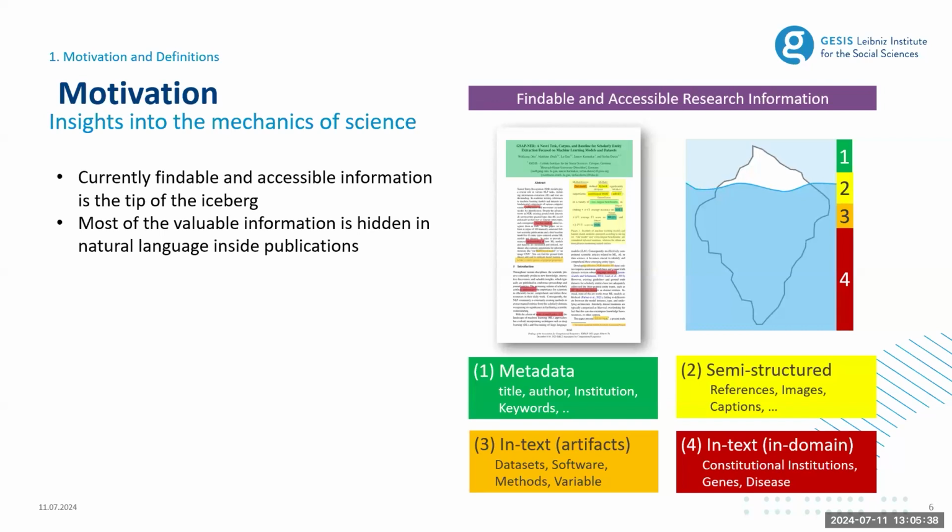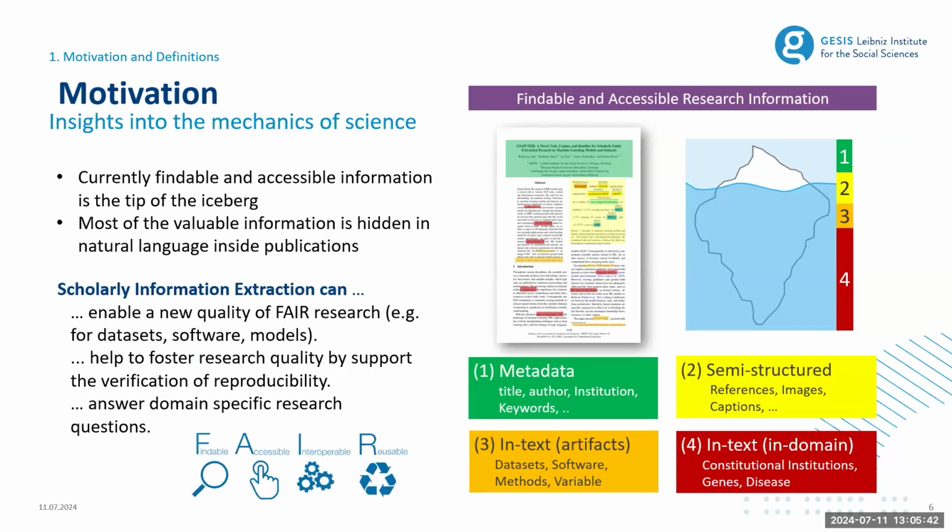But what can we do? Why should we extract this information automatically? We can enable a new quality of FAIR research, for example, for datasets, software, and models, make them findable, accessible, interoperable, and reusable. We can help foster research quality by supporting the verification of reproducibility. And we can answer domain-specific research questions.